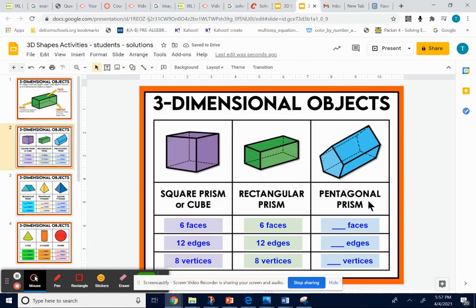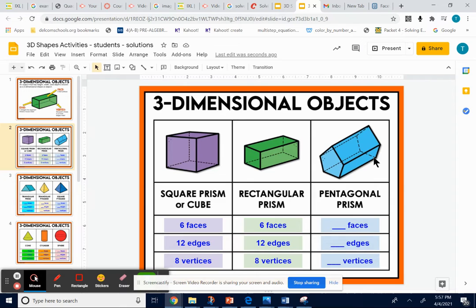The next shape is a pentagonal prism. And remember, a prism has the same shape on the bottom as it does on the top. So the pentagon is on the bottom, and that same 5-sided pentagon is on the top.